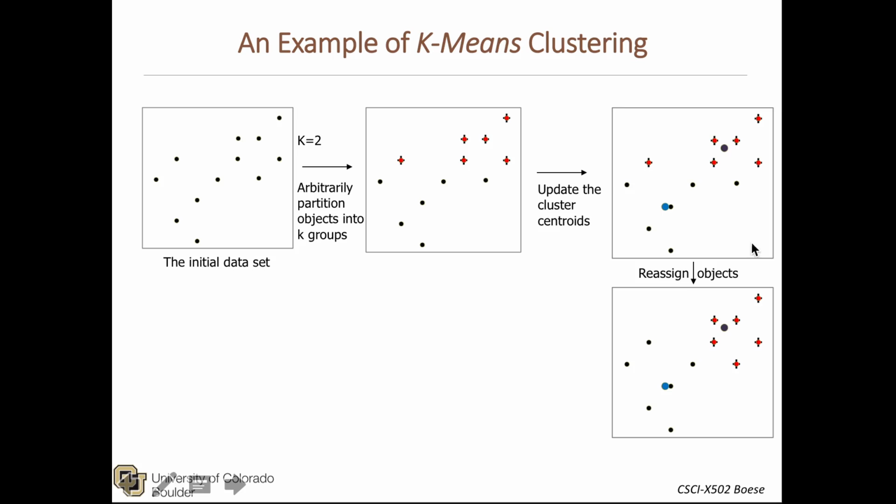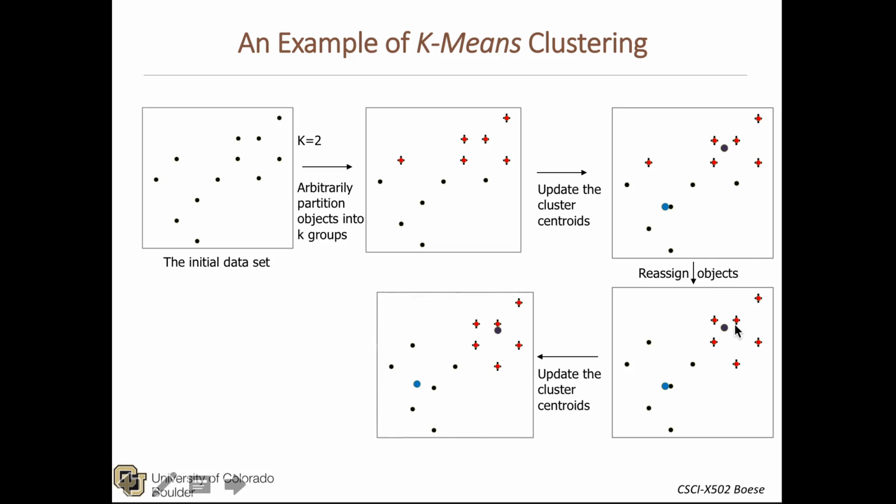We can go through each object and calculate the distance to the black dot cluster centroid and the blue dot centroid, and figure out where each object really should belong. You already see at least one object being reassigned to a different cluster. After that, we want to update. Once we've reassigned, we re-update the centroid, and then we repeat the process. We continue to loop until no more changes or very little changes are left.